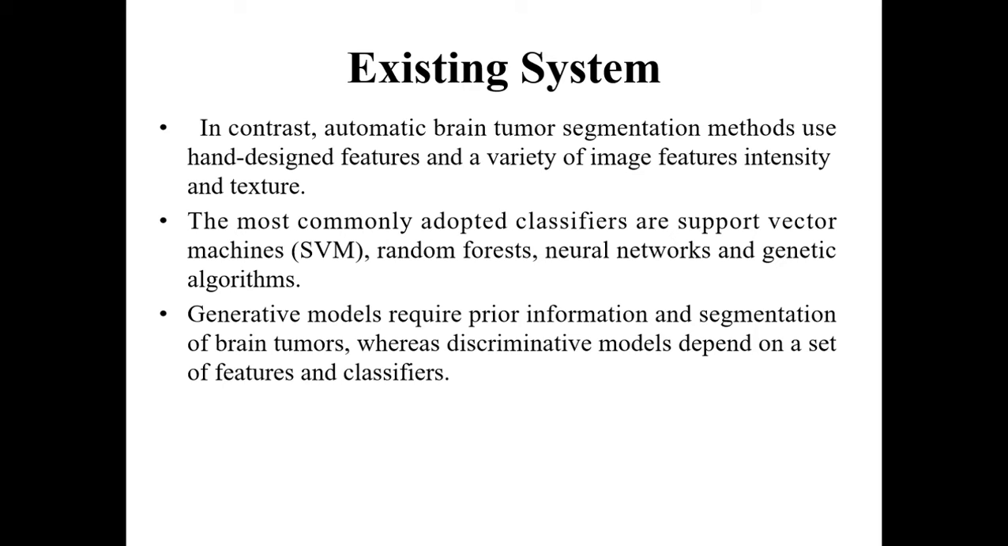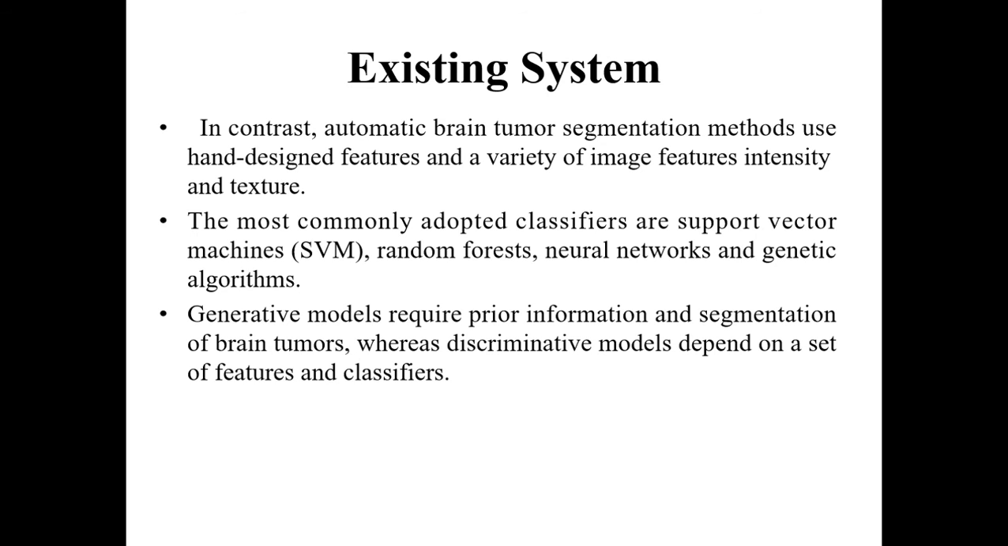Existing systems, what they used to diagnose the brain tumor. In contrast, automatic brain tumor segmentation methods use hand designed features, and before this they were using hand designed features and a variety of image features, intensity and texture. In that they will extract from the image and find out the brain tumor. And they used the most commonly adopted classifiers to classify every image. The most used are support vector machines SVM, random forest, neural networks and genetic algorithms. They will get the result of whether a human has a tumor or not.